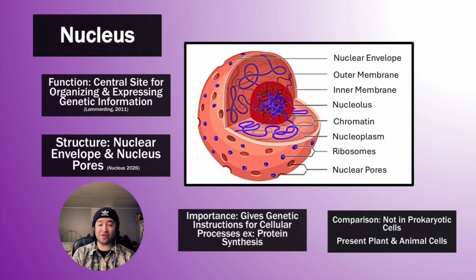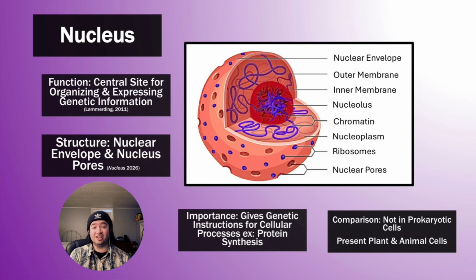Okay, so the first organelle I'll be talking about is the nucleus. The nucleus is the largest organelle in the cell and is the central site for organizing and expressing genetic information. It's where the cell's DNA is stored, and this organelle is commonly referred to as the control center of the cell. This organelle is important to the functioning of the cell because it gives instructions for cellular processes, including protein synthesis, which I'll be discussing in the next slide.